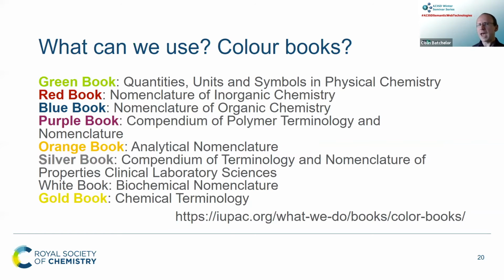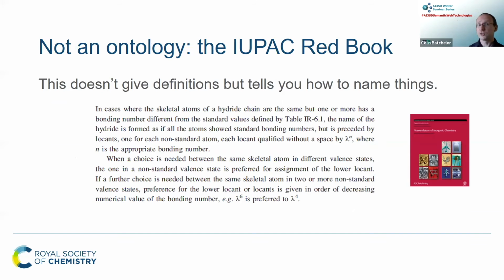So what resources were there? Sally mentioned some of these. Because I work for a publisher, a chemistry publisher, one of my first thoughts was the IUPAC colour books, where the great and the good sit together and decide on standards for humans to read. So it's all text, and these are they. The IUPAC Red Book is very much not an ontology. It's a recipe for naming inorganic and organometallic compounds.